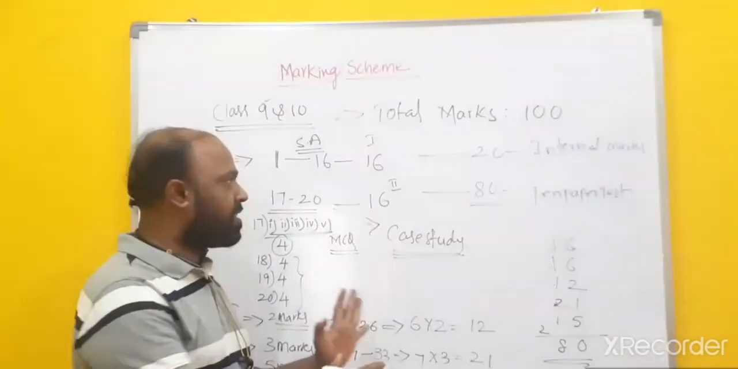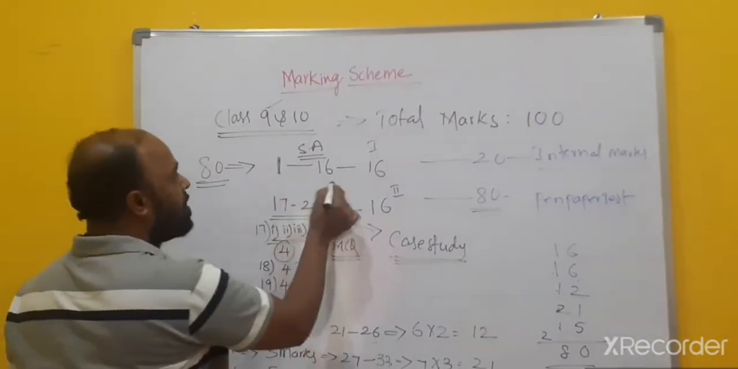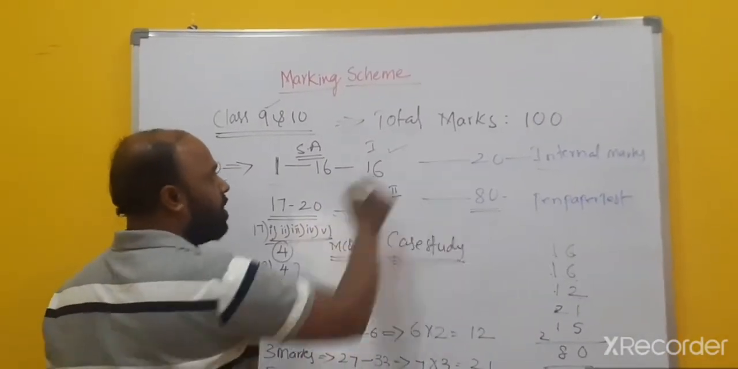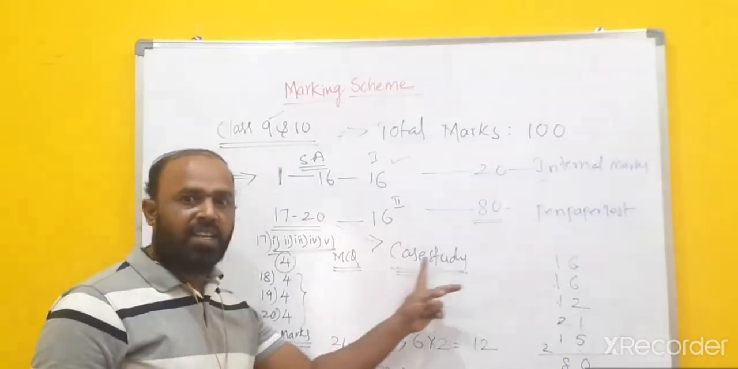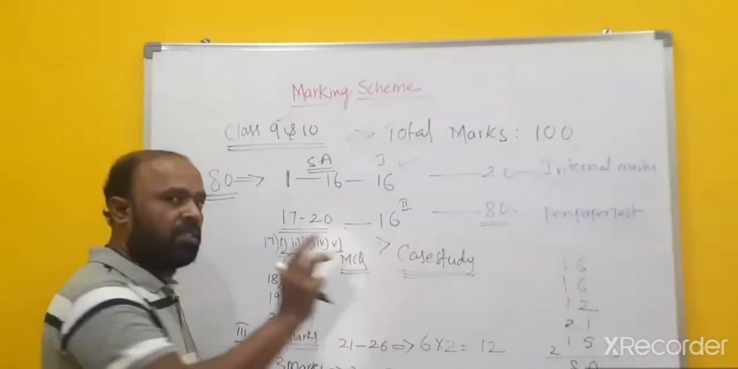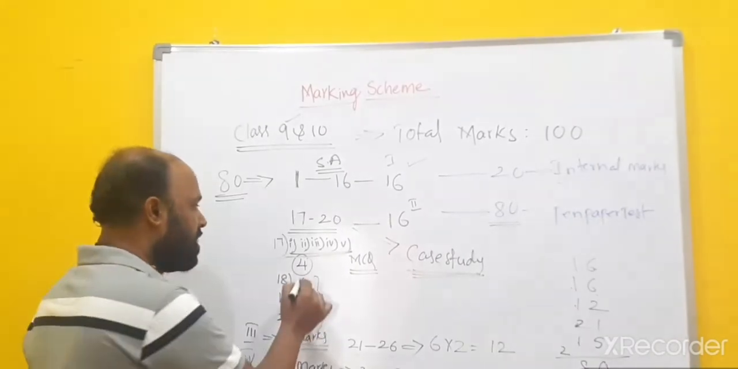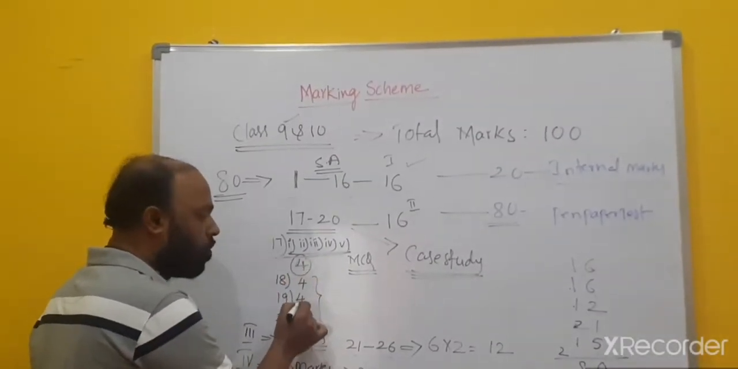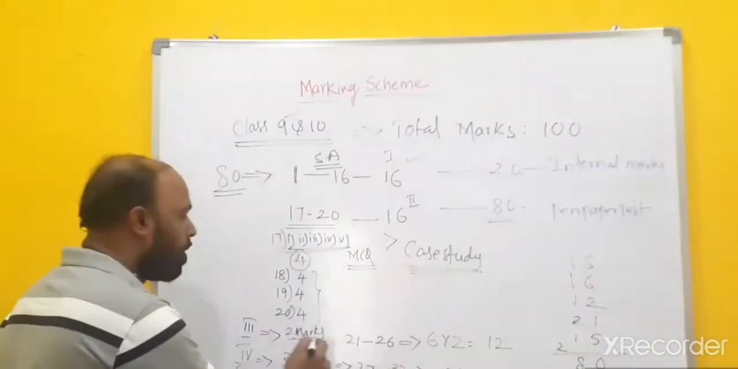Is it clear, children? This is the question paper pattern. Again I will explain. 1 to 16 is the short answer, 1 mark questions. And 17 to 20 are the case study comprehension model. Each question contains 5 bits, and in those 5 bits we have to select only 4. Each one has 4 marks, total 16 marks.